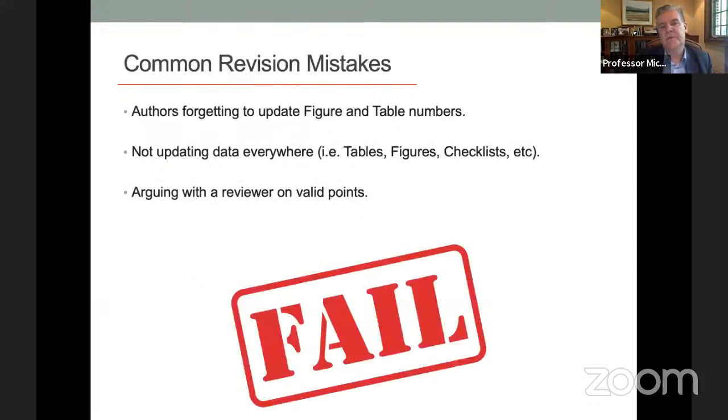So, common revision mistakes: authors will forget to update the figure and table numbers. They're not updating the data everywhere, so the tables, the figures, the checklists, and then arguing with the reviewer on valid points.